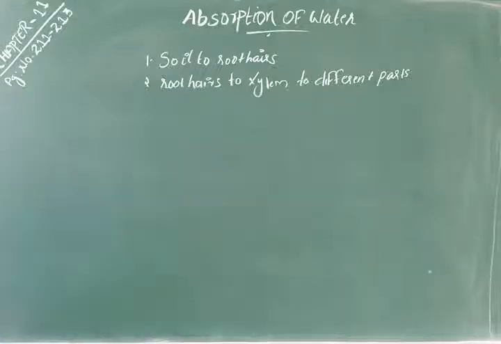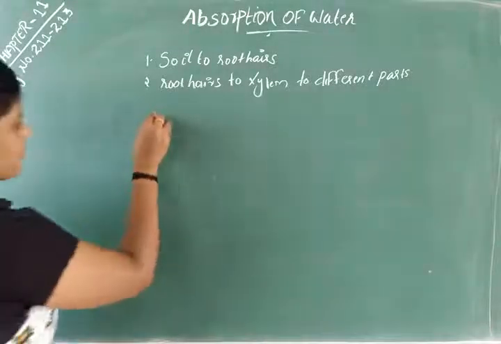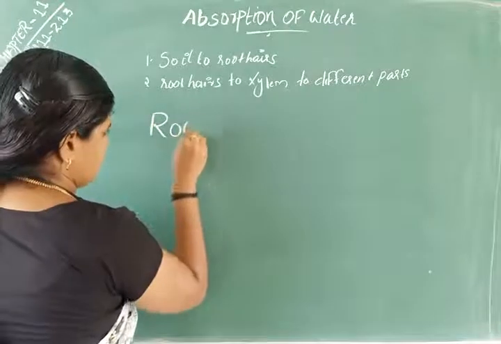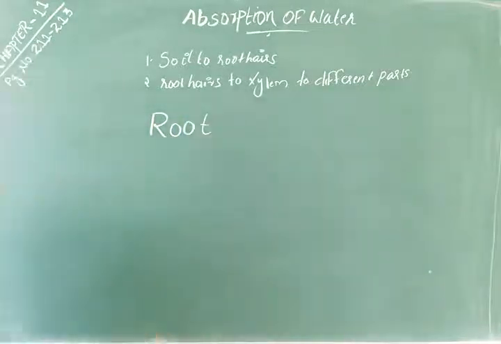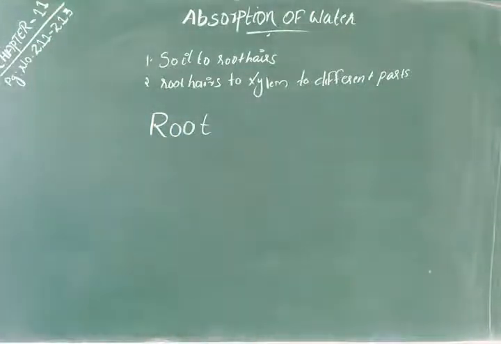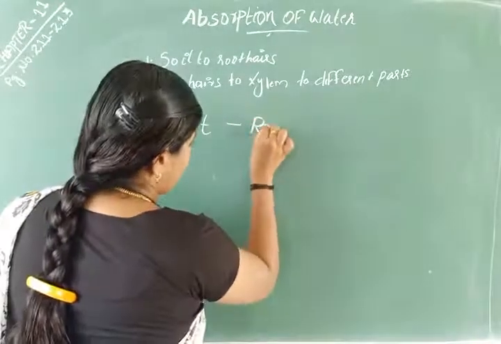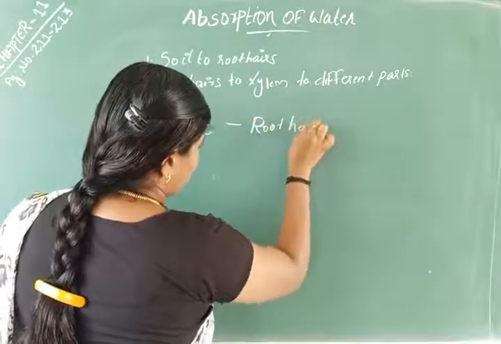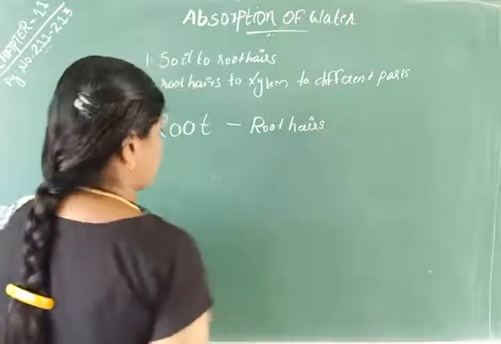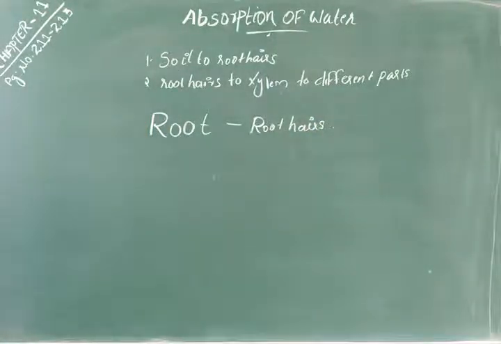So, what is the water absorbing organ in plant? We know the water absorbing organ in plant is root. Root absorbs water from the soil. Specifically, root hairs absorb the dissolved minerals containing water from the soil. Root hairs are unicellular extensions of epidermal cells without cuticle.